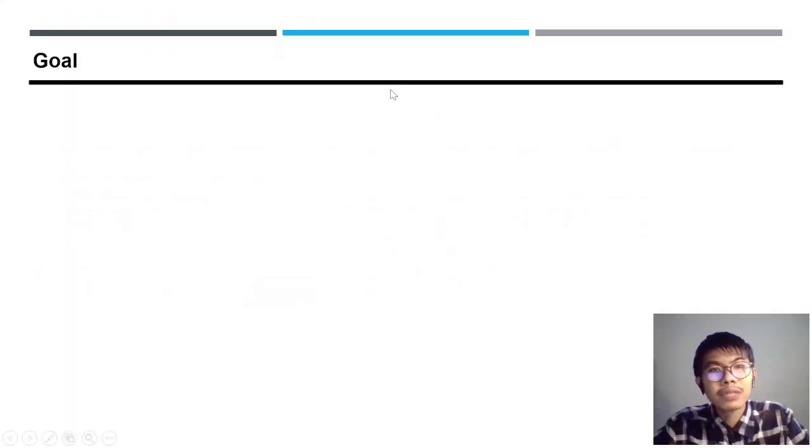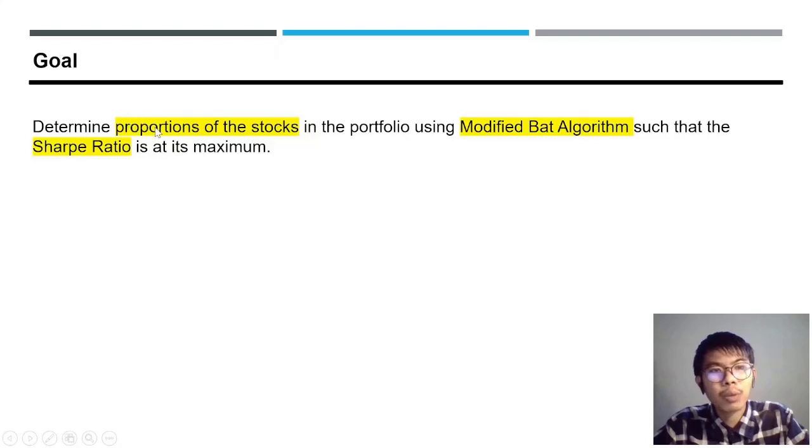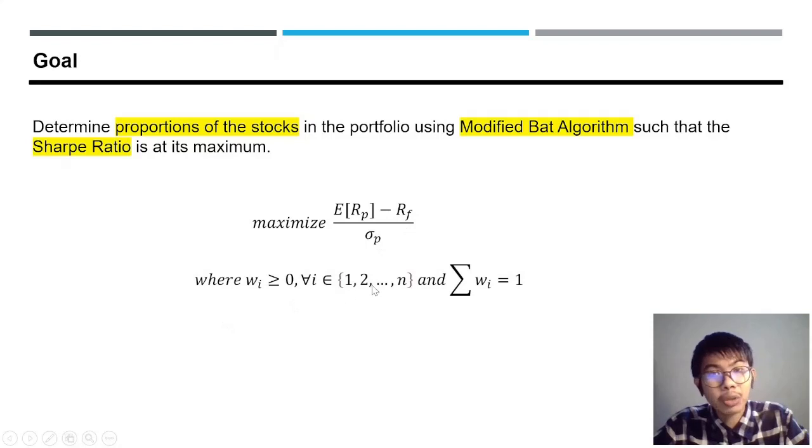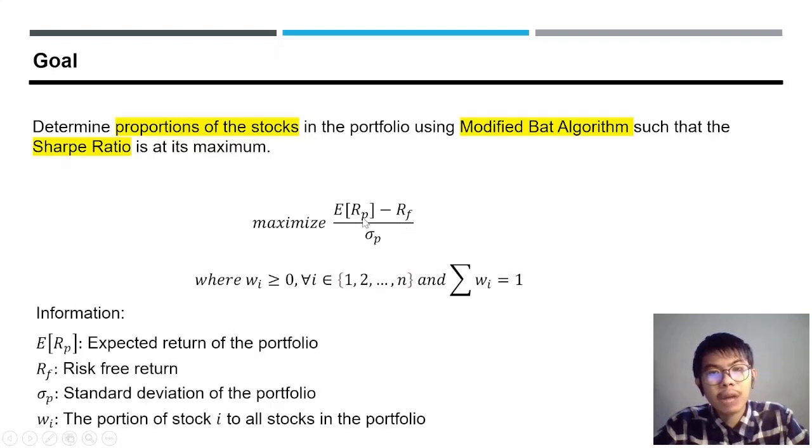The goal of this topic is to determine the proportion of the stock in the portfolio using the modified bat algorithm such that the Sharpe ratio is at its maximum. This is the formula of the Sharpe ratio and this is the constraint, where ERP is the expected return of the portfolio, RF is the risk-free return, sigma P is the standard deviation of the portfolio, and Wi is the portion of stock i to all stock in the portfolio.